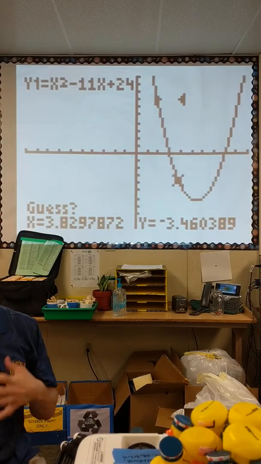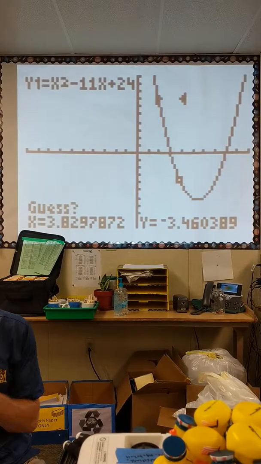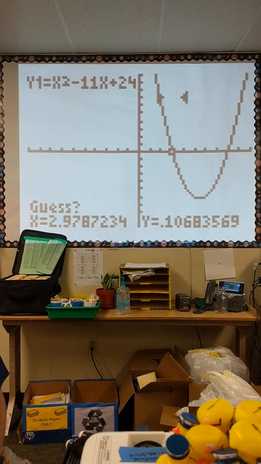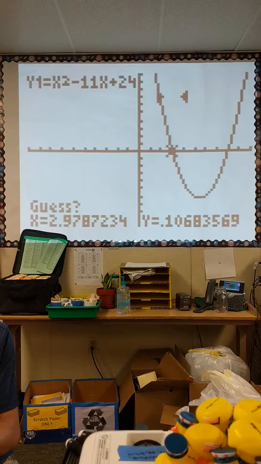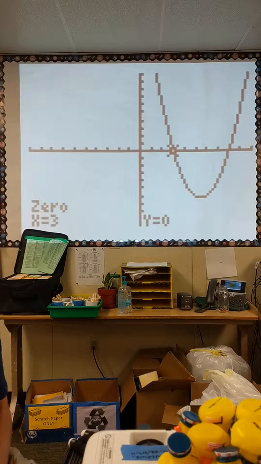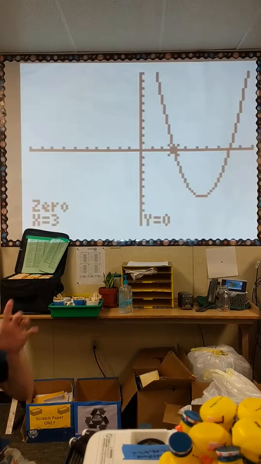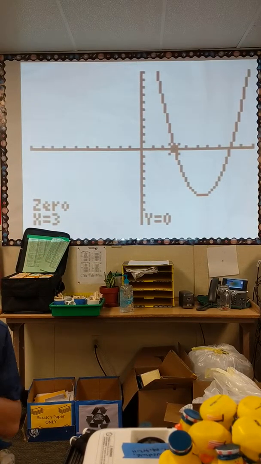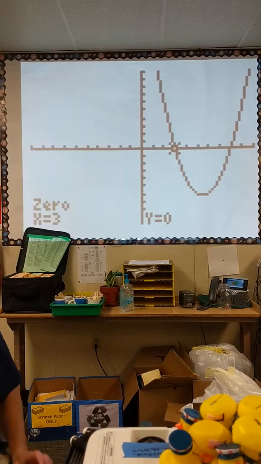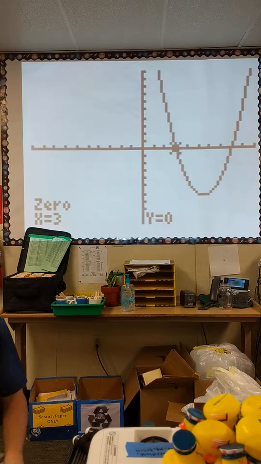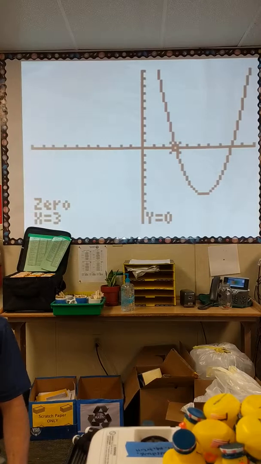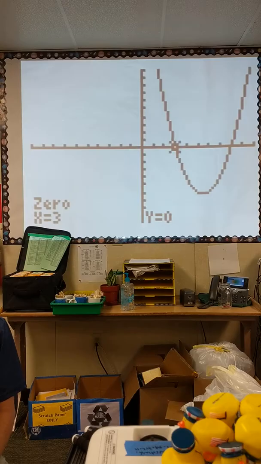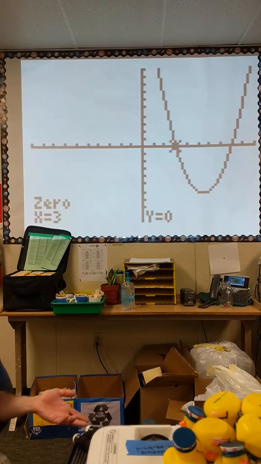And now it's asking me to take a guess. So I'm going to take a guess before it takes a guess. So I'm going to scroll back left to where I think the x-intercept is. Now this is old graphics, so you might not be accurate. And I'm going to take a guess, and it's going to tell me 3, 0. And you're going to write down, in parentheses, 3, 0, because if we're solving by graphing, we're writing it down as a coordinate. But that's just one. We have to go do the other.